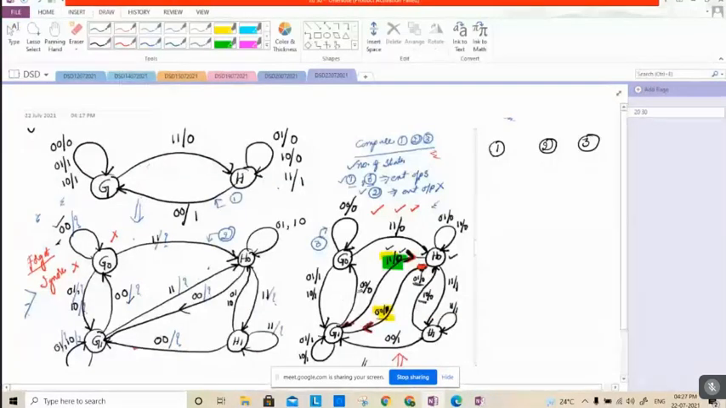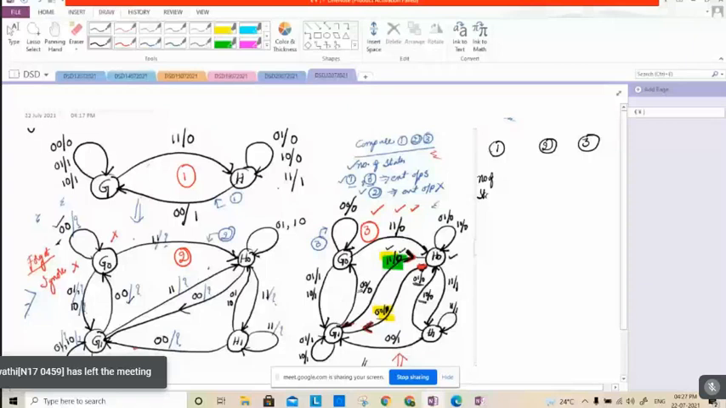If I write this particular diagram as 1, and if I take this as 2, and if I consider this as 3, so the differences that I observe are, in 1, how many states are there? Number of states. Here the number of states is 2. How many states are there in the second diagram? 4. What about the third diagram? 4.